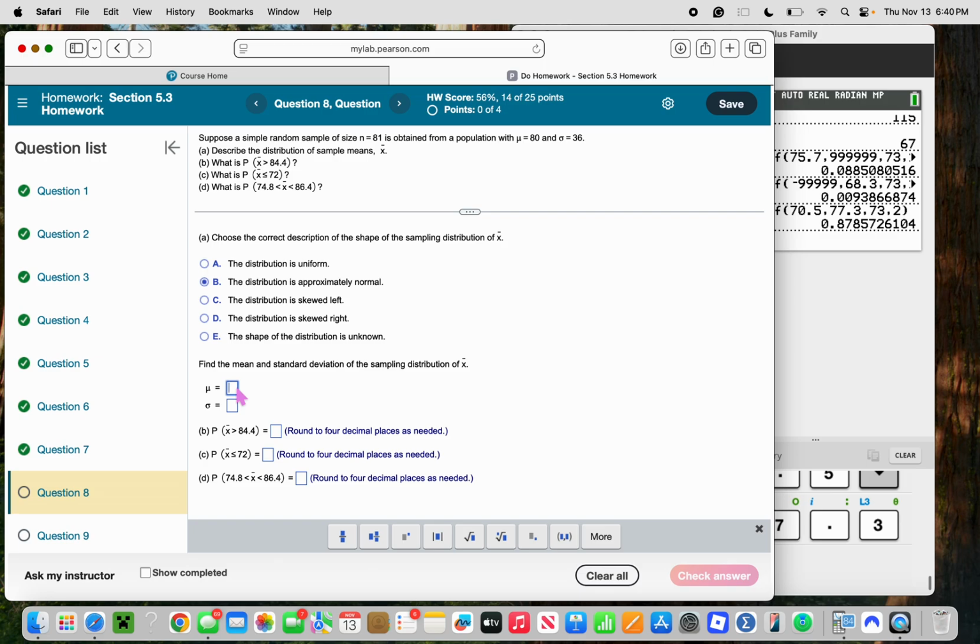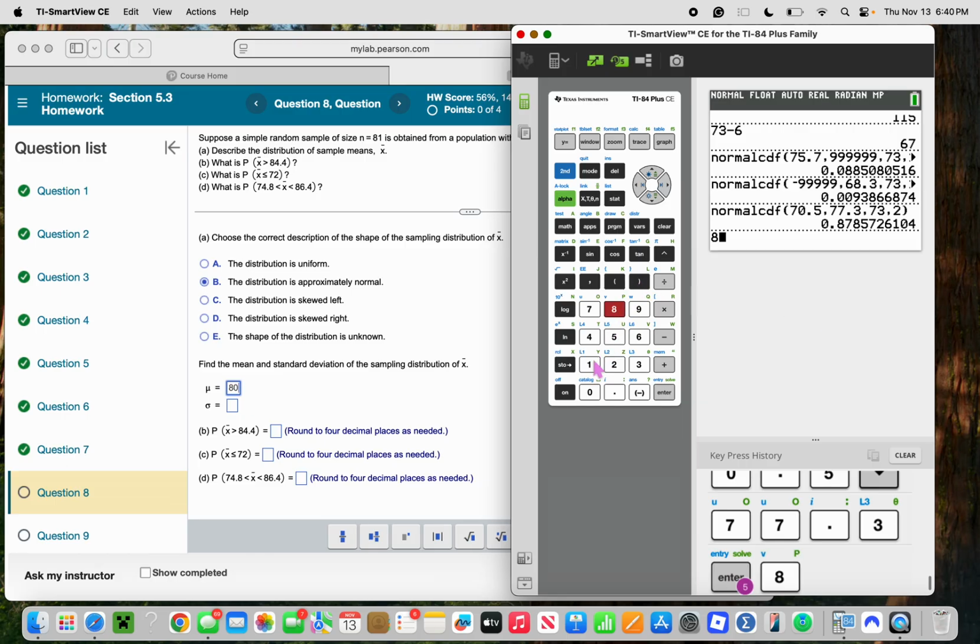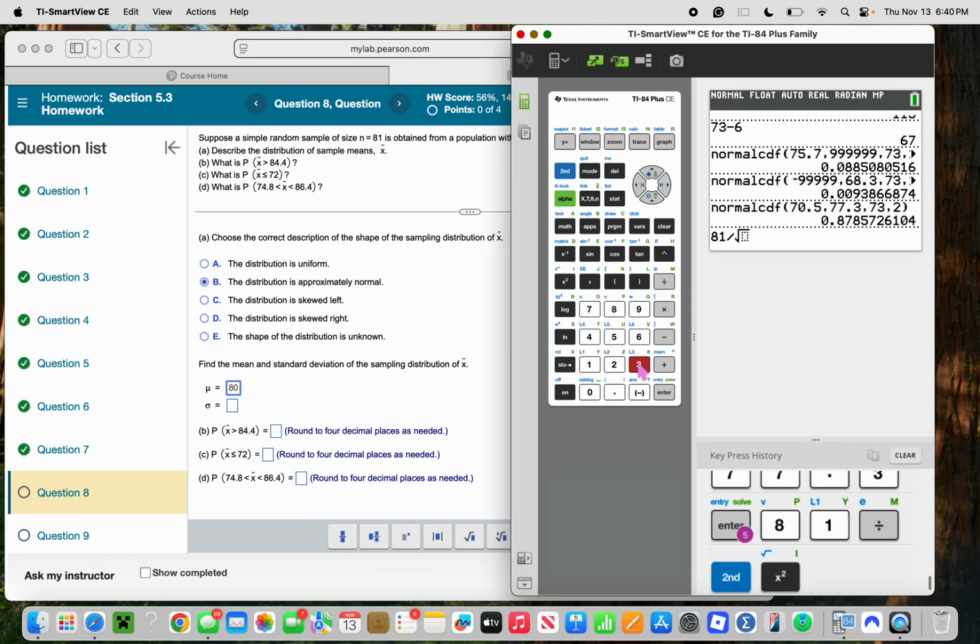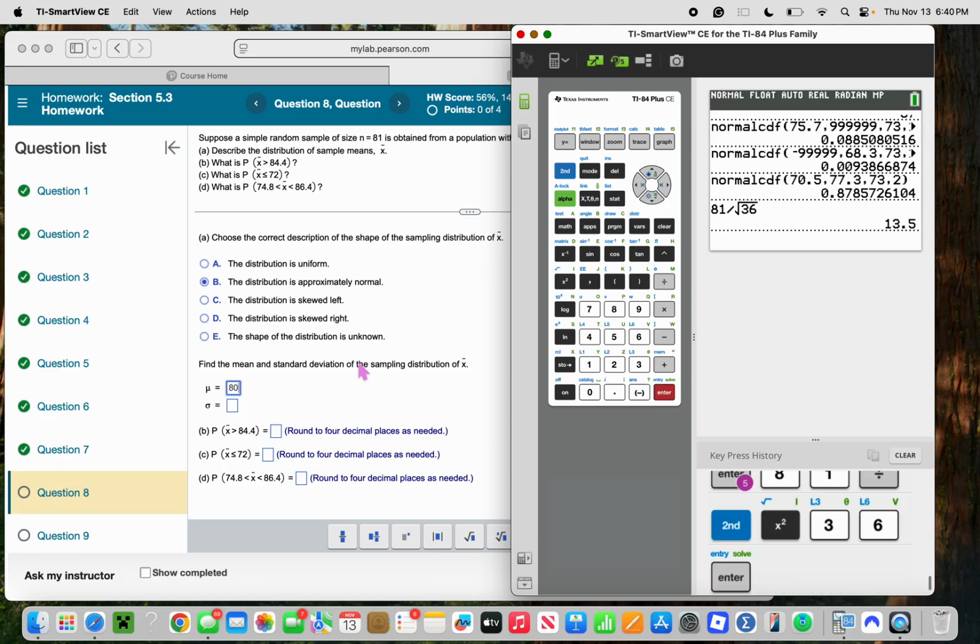So it says find the mean and the standard deviation. The mean's always really easy to find because it's the same as the average. So if we had a list of data values, we would just find the average there. The standard deviation is going to be 81 divided by the square root of 36. And we can see that that is 13.5.